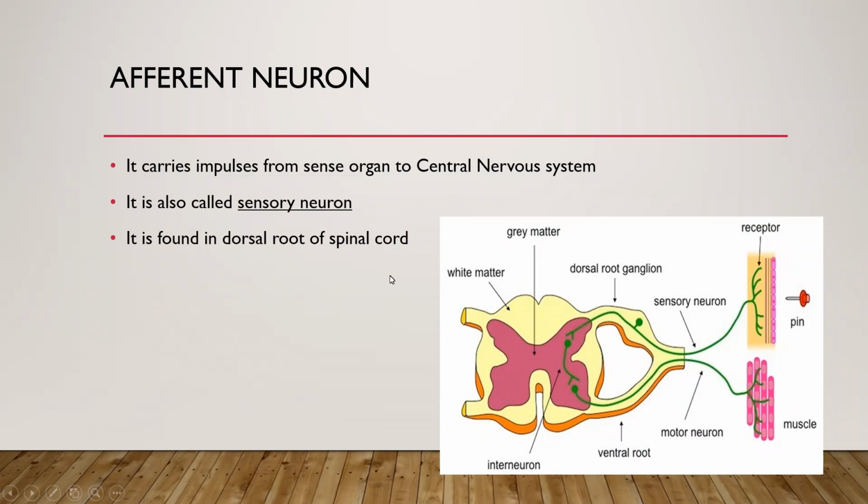It is found in the dorsal root of the spinal cord. When we take a transverse section of the spinal cord, we see that it has two main parts, the dorsal root ganglion and the ventral root ganglion. So the sensory neuron is present in the dorsal root ganglion.